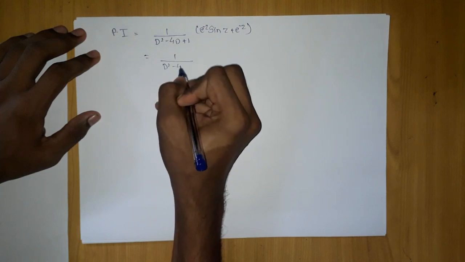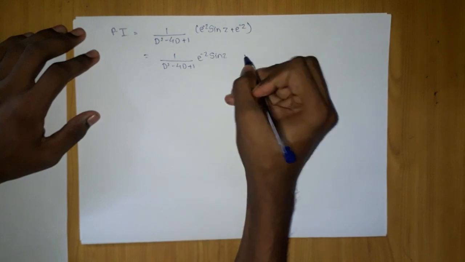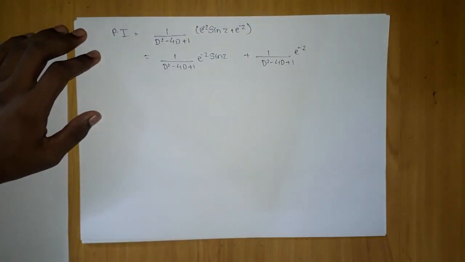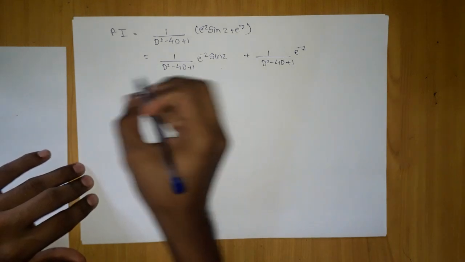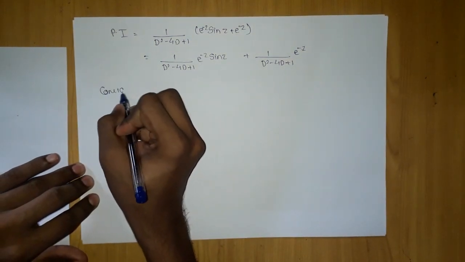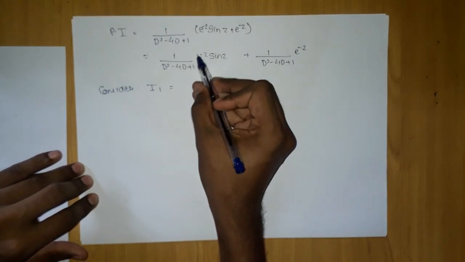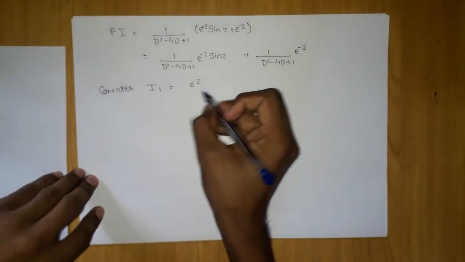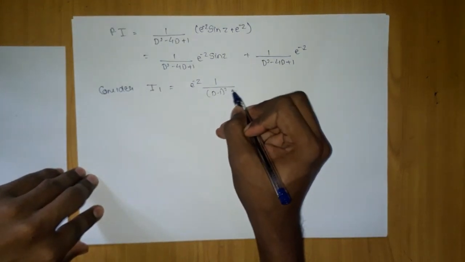First is 1 by D square minus 4D plus 1 e to the power minus z sin z, and secondly 1 by D square minus 4D plus 1 e to the power minus z. This one is very easy compared to the other. Here, if we consider I1, we will take e to the power minus z on the right side and replace D by D minus 1, the whole D minus 1.